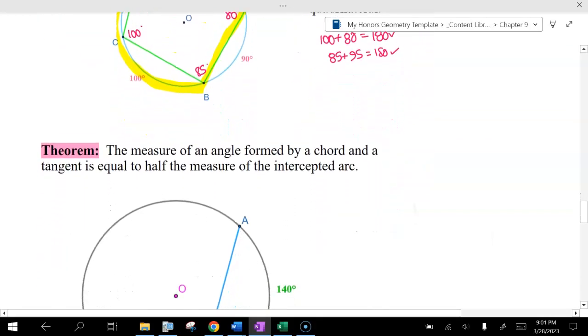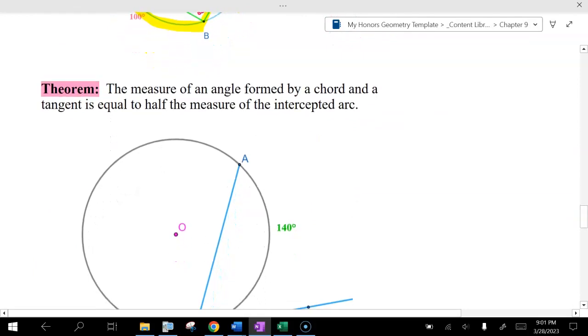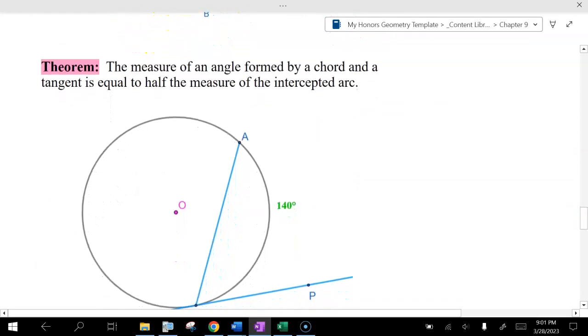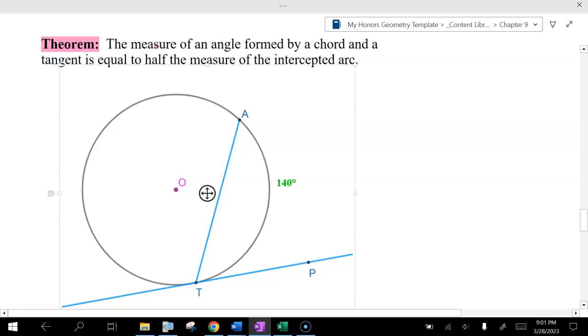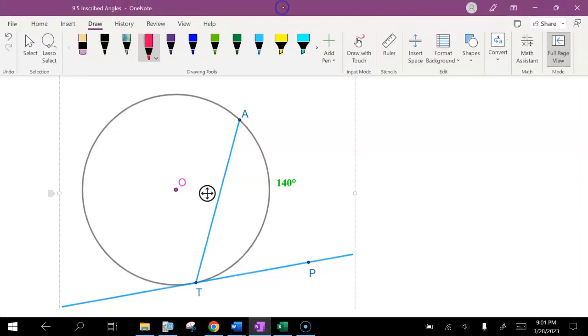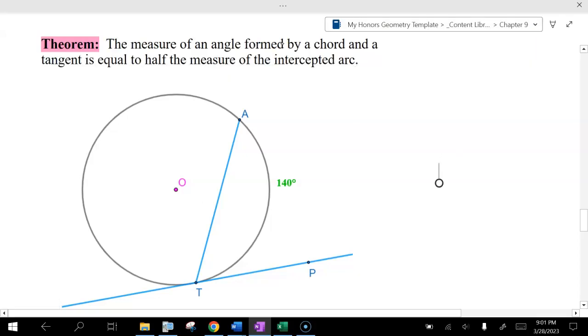Okay, so we have another theorem to take a look at, and this tells us that the measure of an angle formed by a chord and a tangent is equal to half the measure of the intercepted arc. Now remember, we were talking about an inscribed angle. That was an angle on the circle that is formed by two chords.